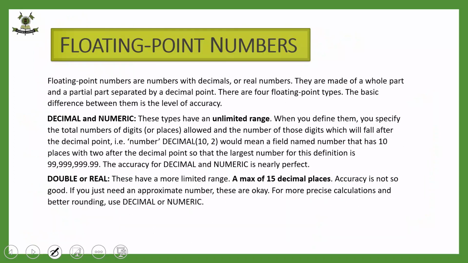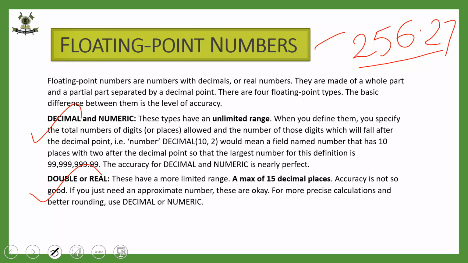Next is floating point number. What do you mean by floating point number? Suppose you want to store a number like 2.5, 256.72 or 27. This type of data can be stored in the table with the help of these two data types. First is decimal, which we can call decimal as well as numeric, or we can also use double or real. You can see the difference between the two: in double or real we can have a maximum of 15 decimal places, right? I hope this is clear.